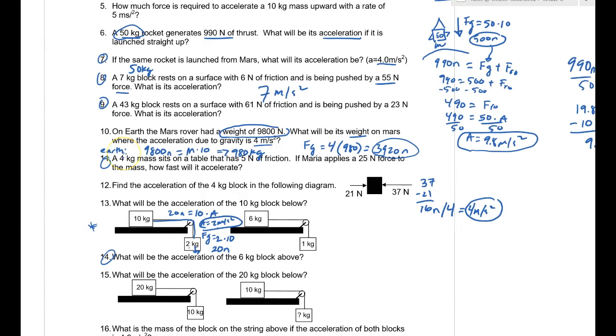Sorry about that motion there. A 43 kilogram block rests on a surface with 61 newtons of friction and is being pushed by 23 newtons of force. What is its acceleration? Zero. If the push is less than friction, it's not going to move. That means you don't push hard enough. If you have a force that is smaller than friction, you cannot overcome friction. Where are you going? Nowhere.